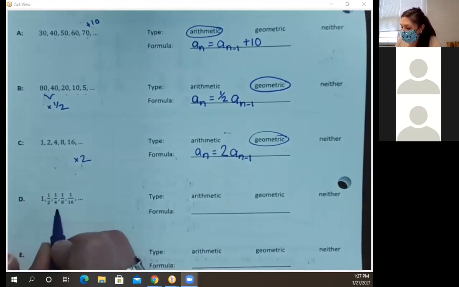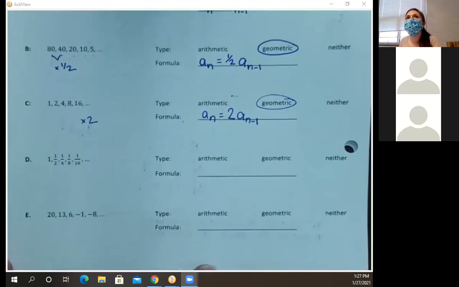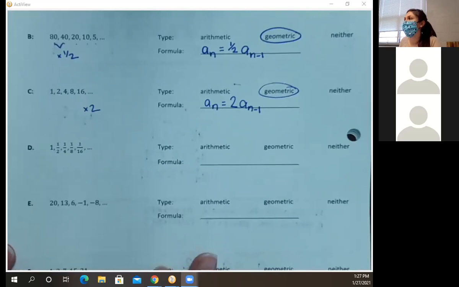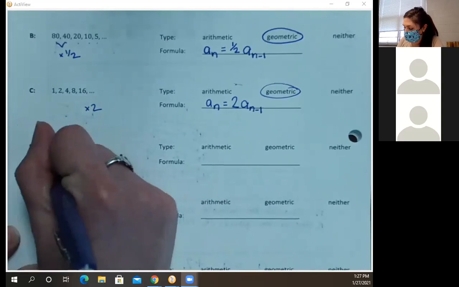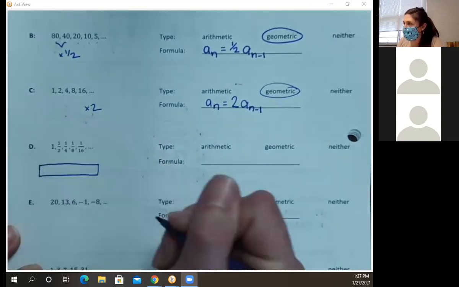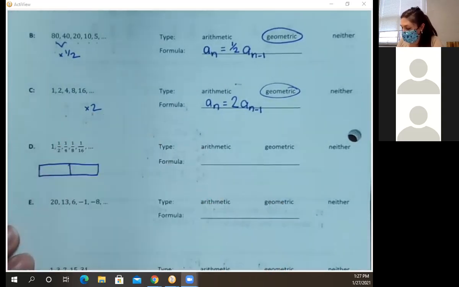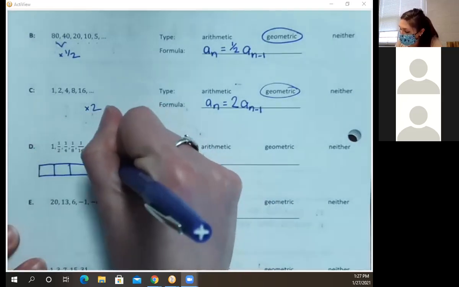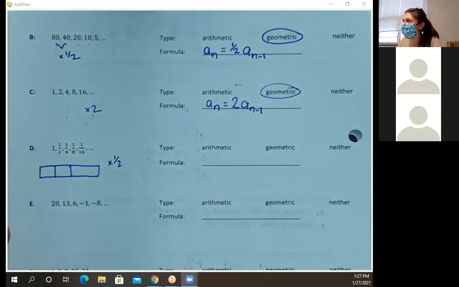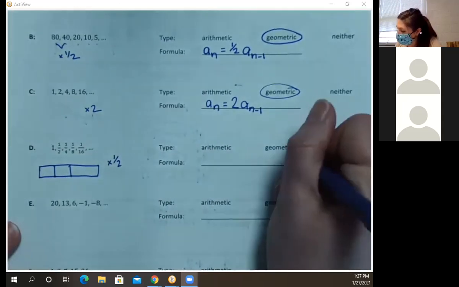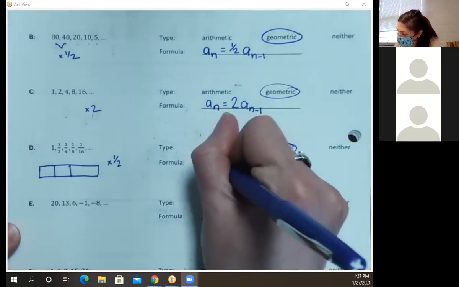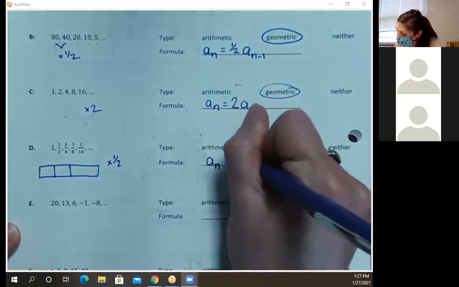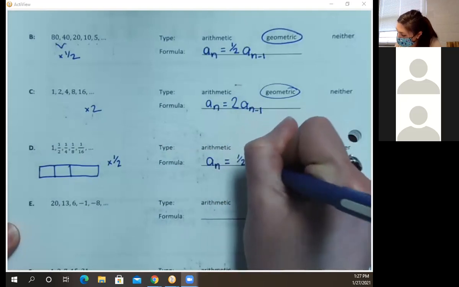One, 1/2, 1/4, 1/8, 1/16. What am I doing there? I've got 1, then 1/2, then 1/4. Yeah, I'm cutting it in half. I'm multiplying by 1/2. So this would be what kind of sequence? Geometric. And my recursive formula would be a sub n equals 1/2 times a sub n minus 1.